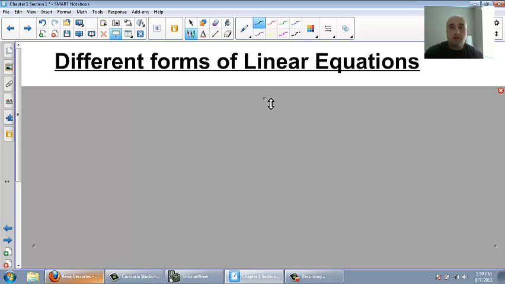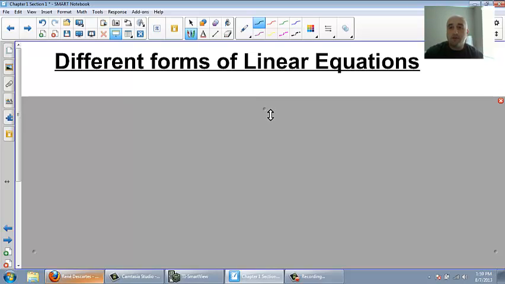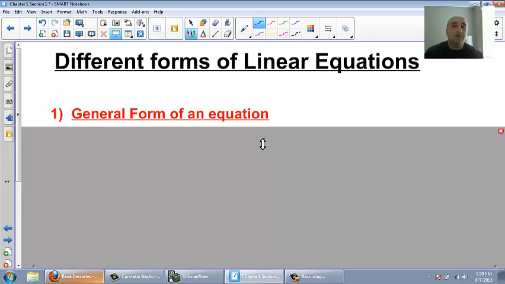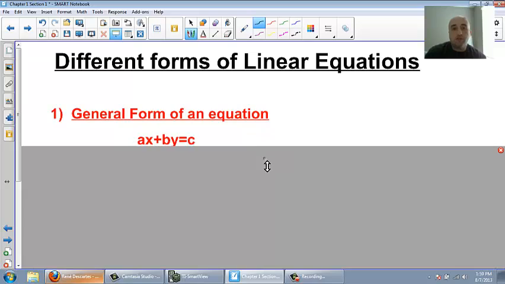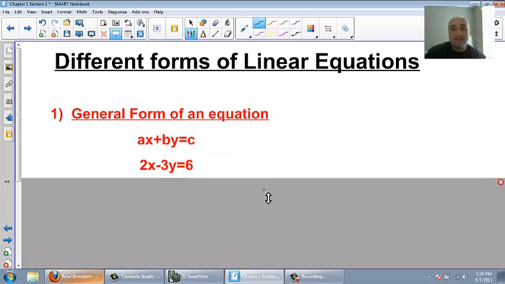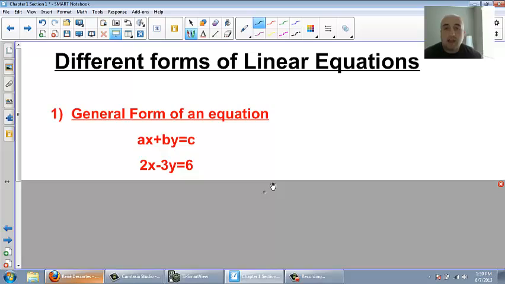Moving on, there are a couple different forms of linear equations that we're going to need to get used to. The first form is called the general form of an equation, and it looks like this: ax plus by equals c. Using numbers to replace the variables a, b, and c, we'll use 2, -3, and 6. So 2x minus 3y equals 6. Typically, we always put the x before the y.